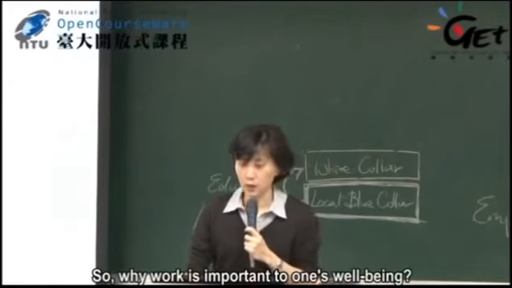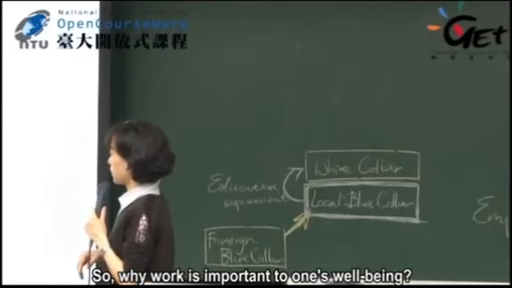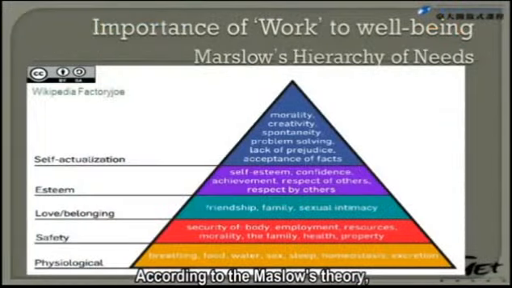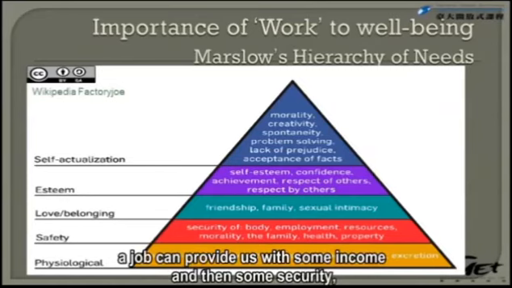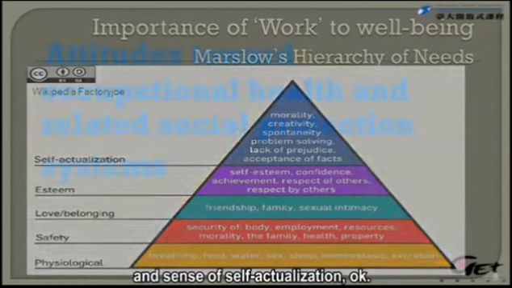So why is work important to one's well-being? According to Maslow's theory, work is important because a good job can secure our needs at different levels. A job can provide us with some income and then some security, and a sense of belonging, esteem, and self-actualization.